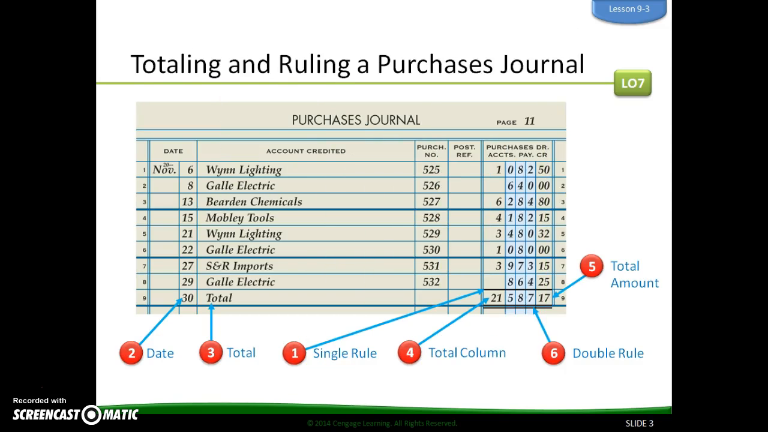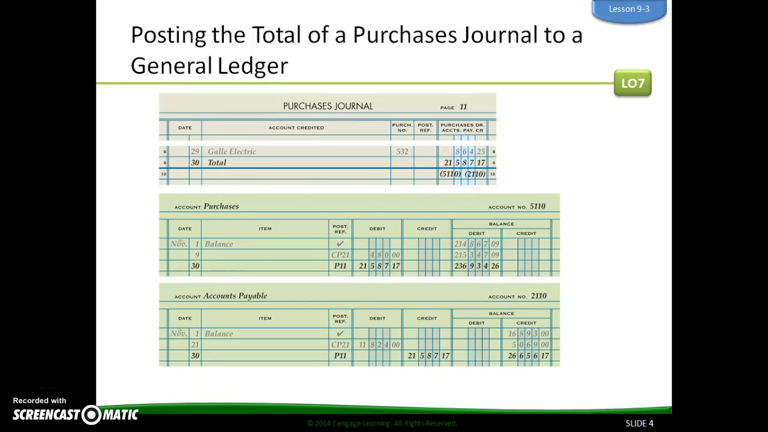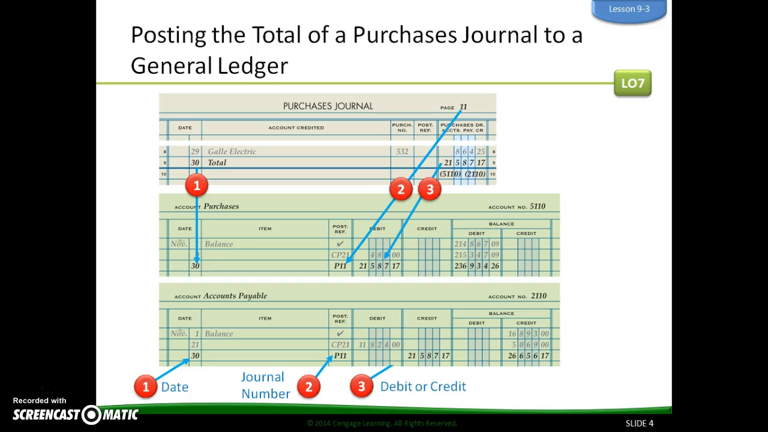Remember that the purchases journal kept track of all the different vendor accounts that we deal with on a monthly basis. And now we have the total from our purchases journal that we're going to put in the general ledger. You can see the date that we're using is the 30th, the end of the month. You can see that the journal number we're using to do our entries into our general ledger is page 11 of our purchases journal, so P11.